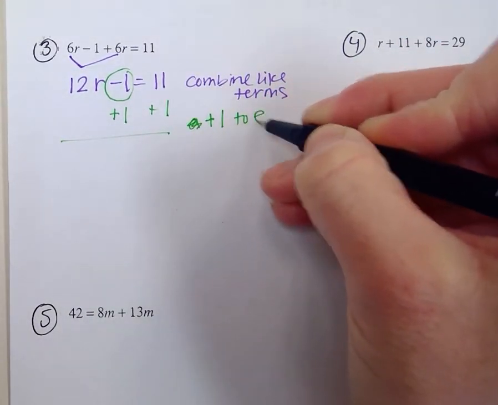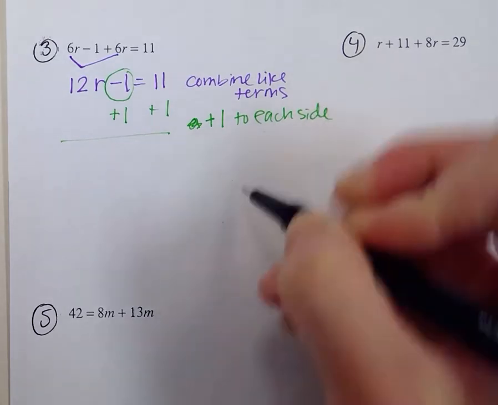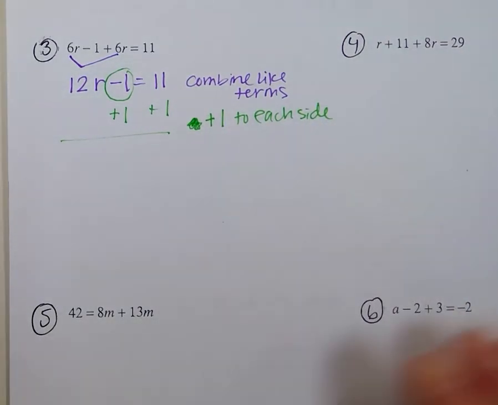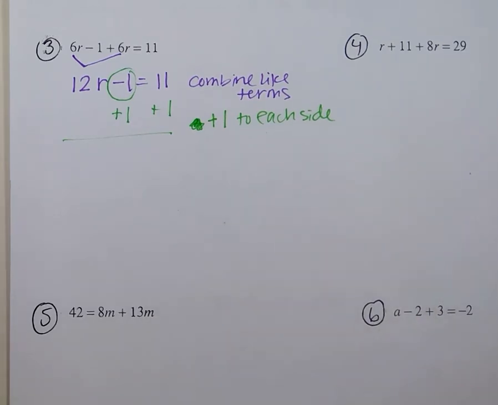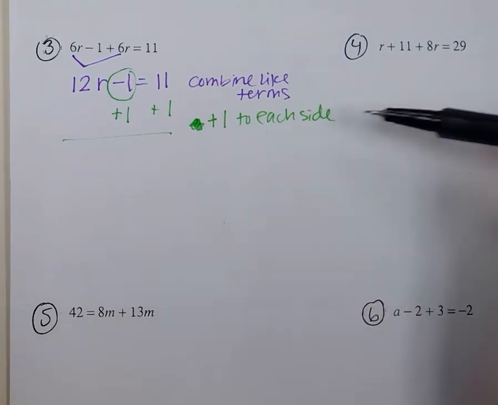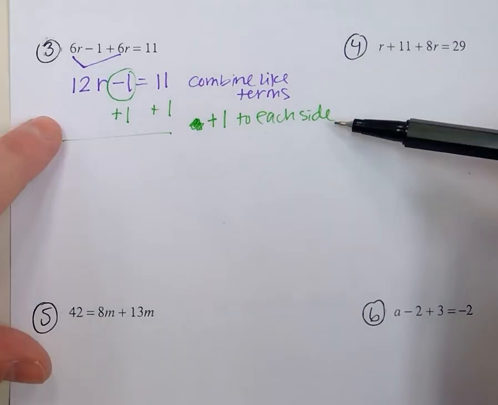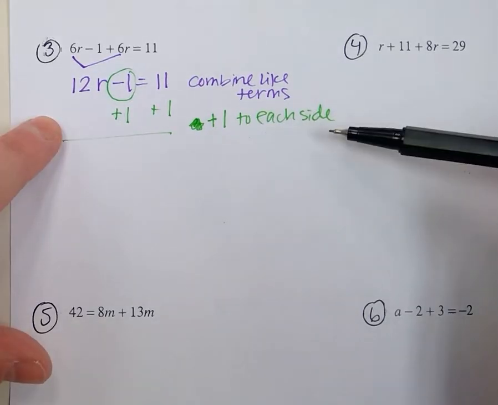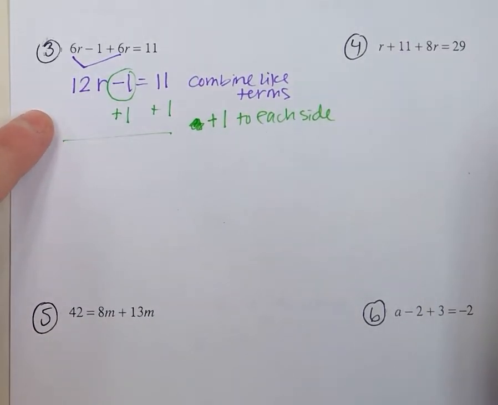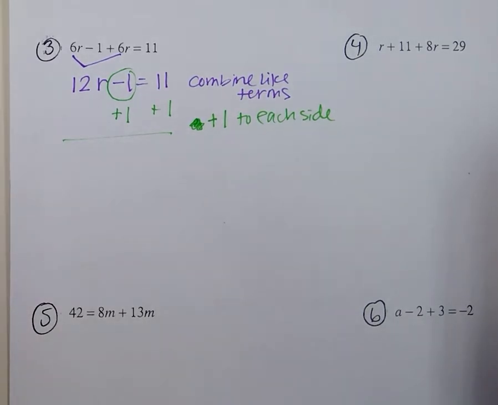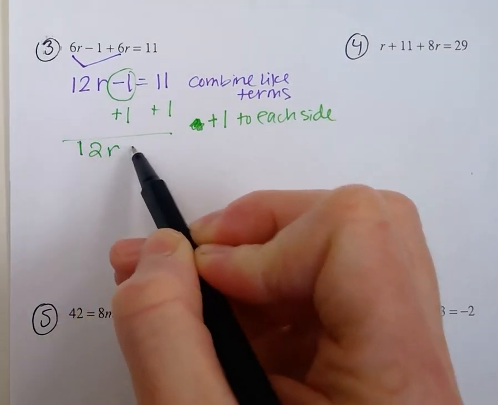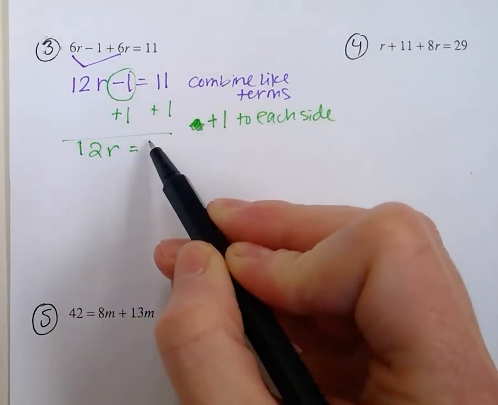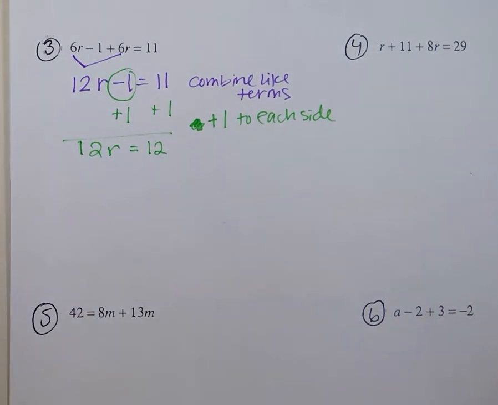Add 1 to each side. Now, I definitely want you to copy down the steps that you did. When you do these on your own, you won't have to, but I want you to copy these so that when you're reviewing and trying to do the problems on your own, you have something to refer back to. So once I add 1 to both sides, I'm left with 12R equals 11 plus 1 is 12.